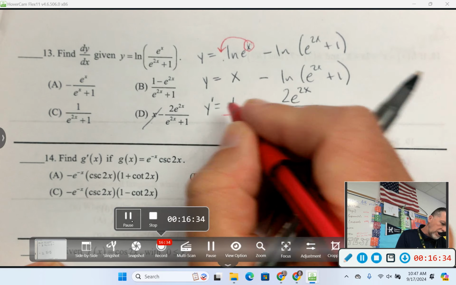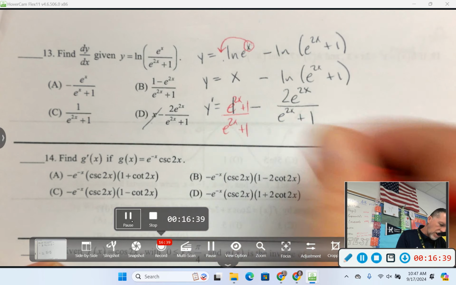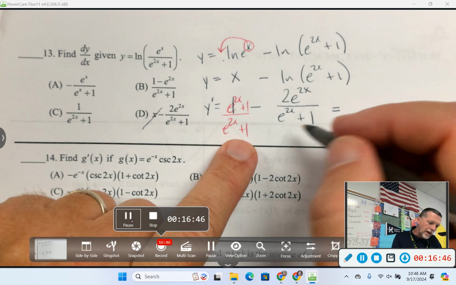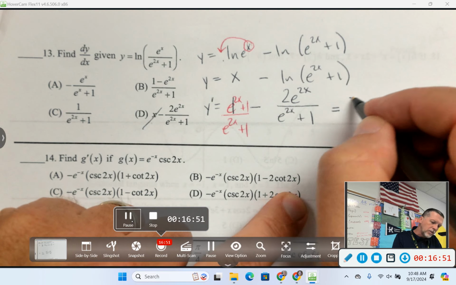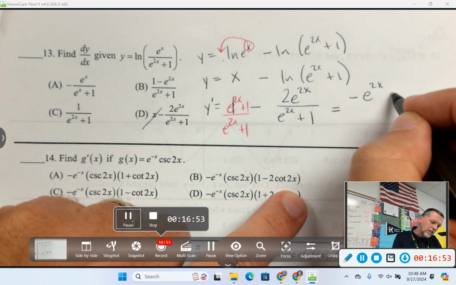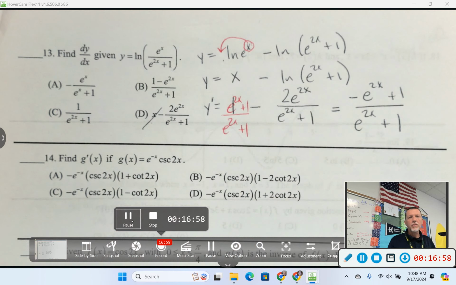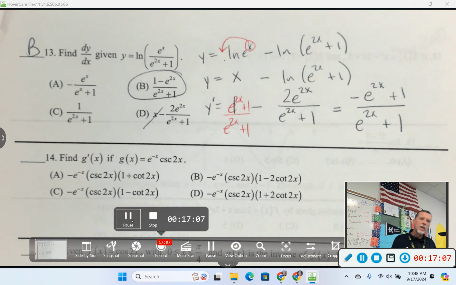So this first one needs an e to the 2x plus 1, top and bottom. Algebra, algebra, algebra. So e to the 2x minus 2e to the 2x would be negative e to the 2x plus 1 over e to the 2x plus 1. Maybe that's an answer choice? Yeah, the order is backwards or different, but B.